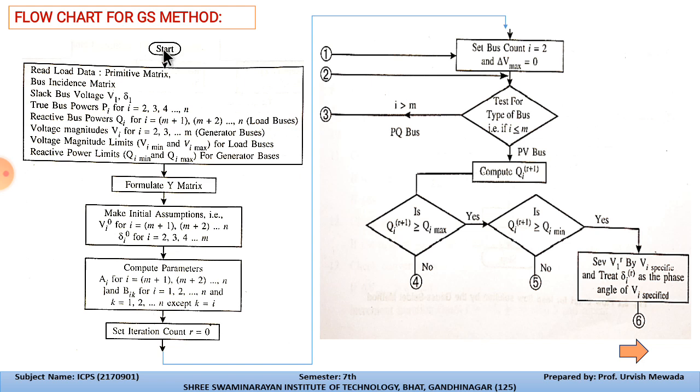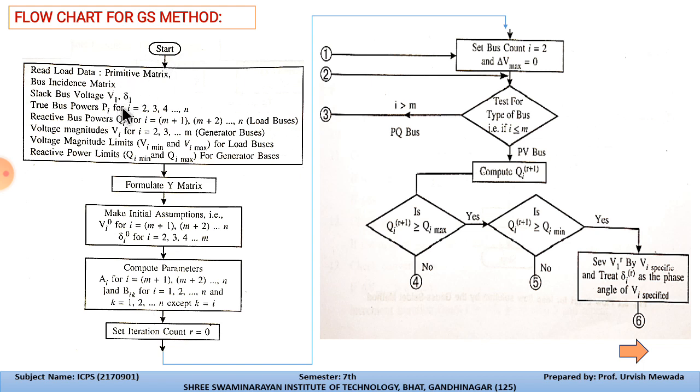Now start. This is the start of the Gauss iterative method. First of all, the initial step is to read the load data. That data is given by the primitive network. Whenever the SLD provides data, it provides it in terms of a one line diagram or primitive data of that particular interconnected power system. From that primitive network we define the bus incidence matrix, as we already studied how to form the bus incidence matrix from the primitive network.